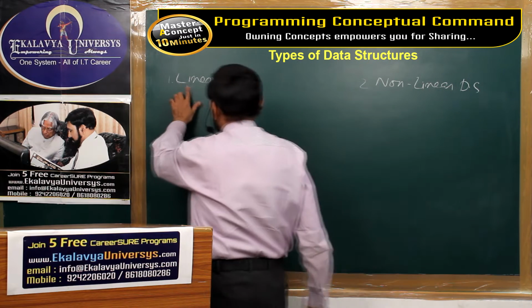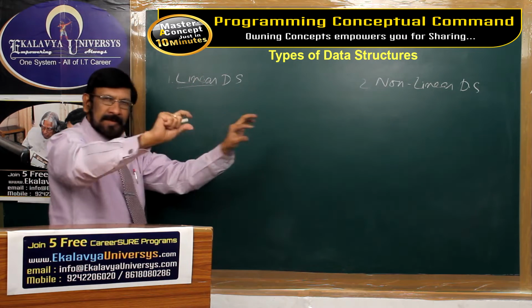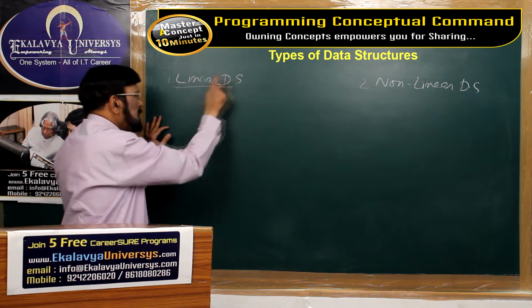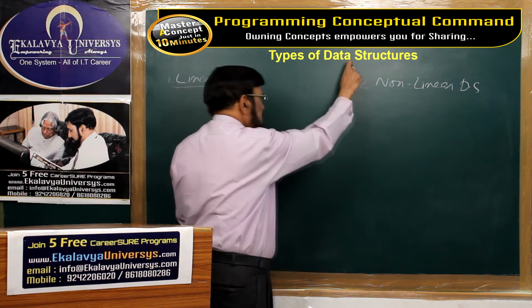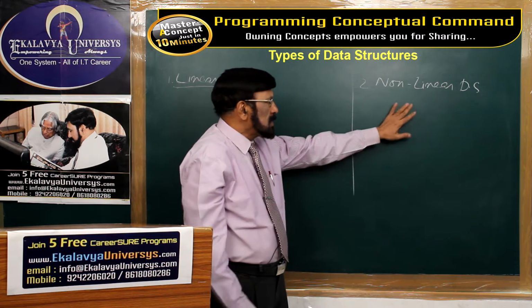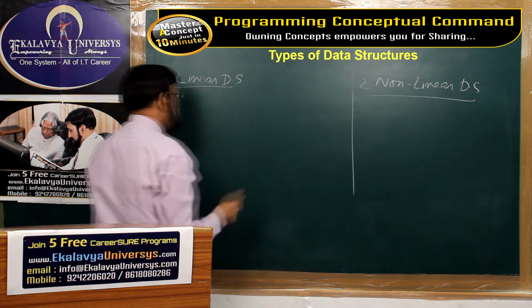Here, see, linear means those are in a sequential order, in a sequence, one after one, elements are there. That is a linear data structure. In non-linear, there is no order. It is like the branches of a tree. Here no such sequence is there. That point you have to understand basically.